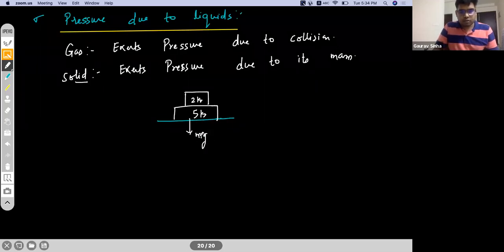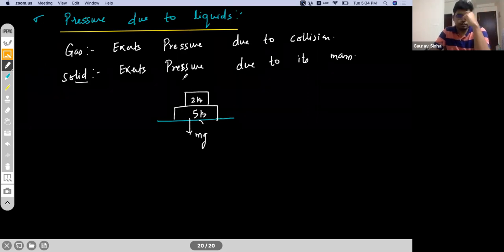This force is acting on the block in the downward direction, on the table, right? So this force per unit area on the table is the pressure on the table by the 5 plus 2, 7 kg block. So this exerts pressure because of its mass, correct? We can also add some blocks over here, and the pressure will be more because it has more mass. So solid exerts pressure due to its mass.